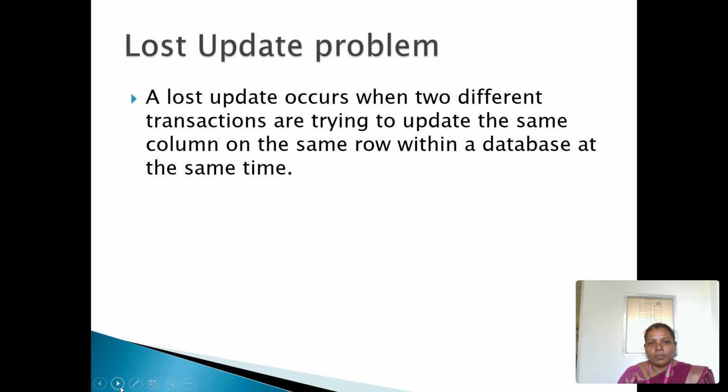A lost update occurs when two different transactions are trying to update the same column on the same row within a database at the same time. So that is the lost update problem.